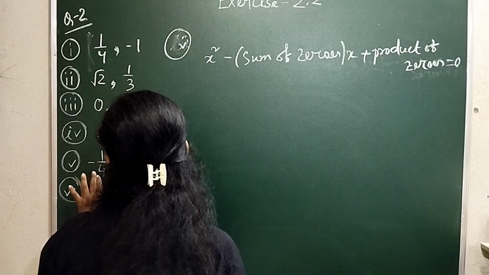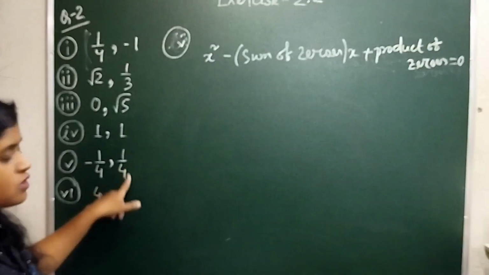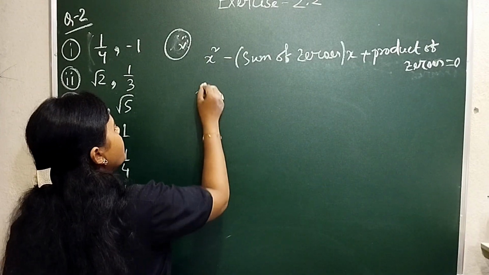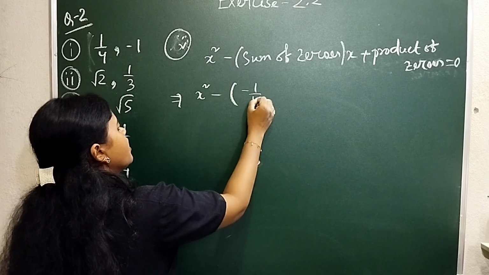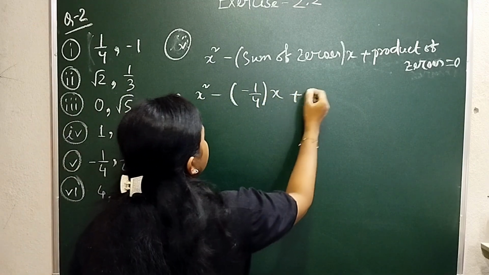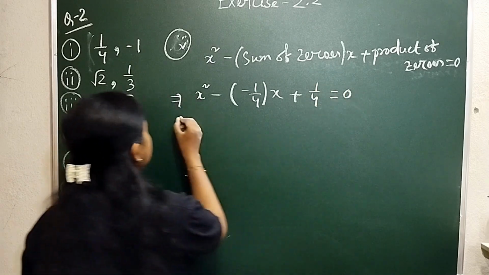Question number 5. Sum of the zeros is minus 1 by 4 and product is 1 by 4. So x square minus 1 by 4 into x plus product is 1 by 4. So we will write 1 by 4 equals to 0.